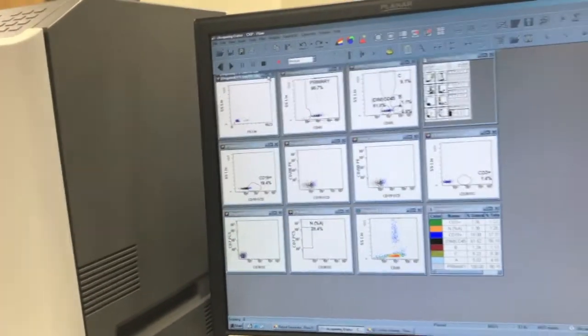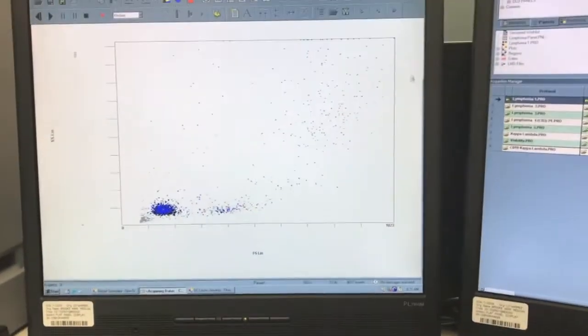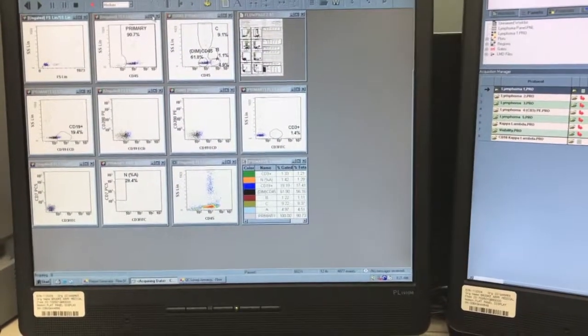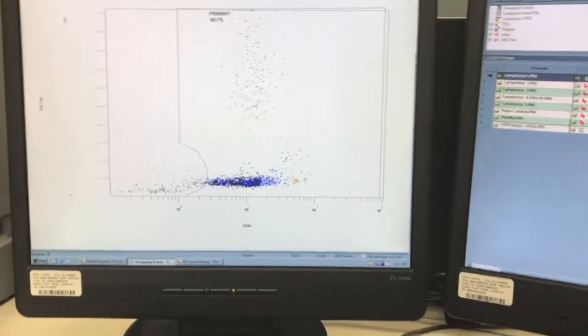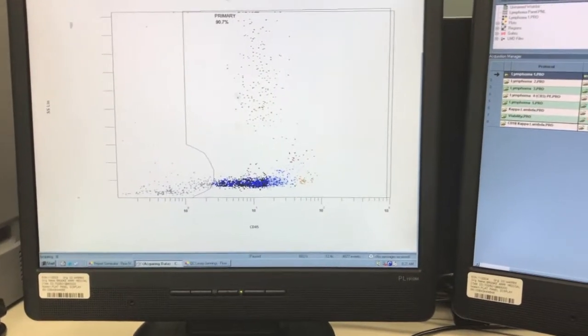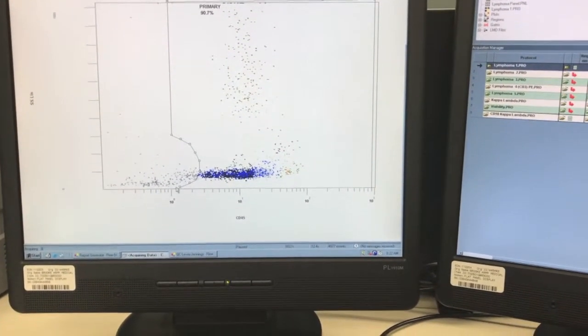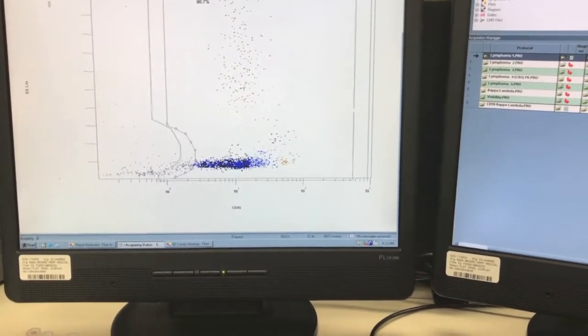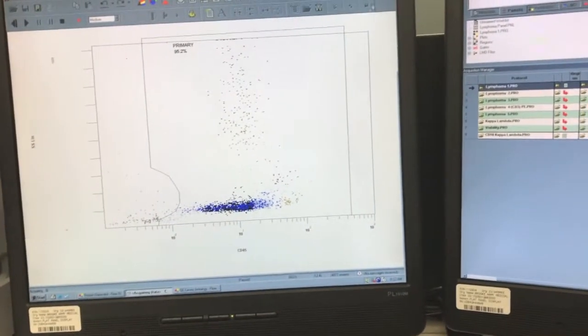So this is the forward scatter gate. So this is going to break down your cells. And this is our primary gate. So we can see that this patient has a large portion of DIM45 cells, which could be blasts or hematogones.